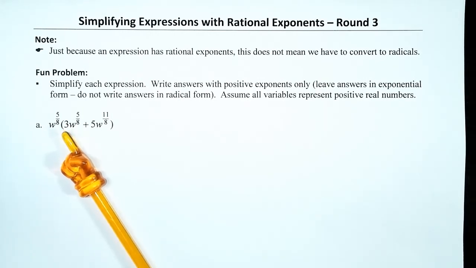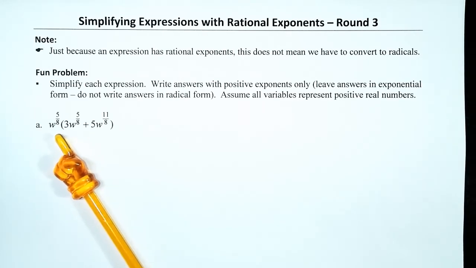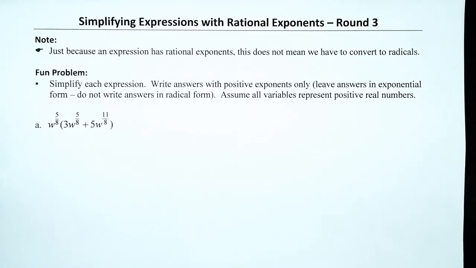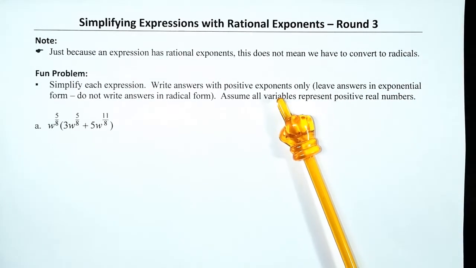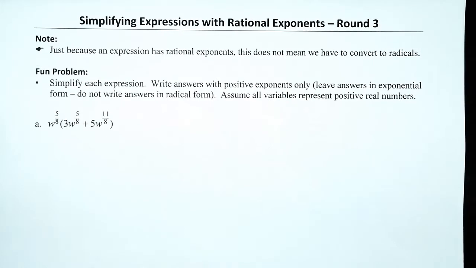If the directions say write your answer in radical simplified form, then if you have a rational exponent, guess what? You write your answer in a radical form. But if the directions say leave your answer in exponential form or fix it so your exponents are positive, then that's code for if you have a rational exponent, then leave it in exponential form. Okay, so let's do this.